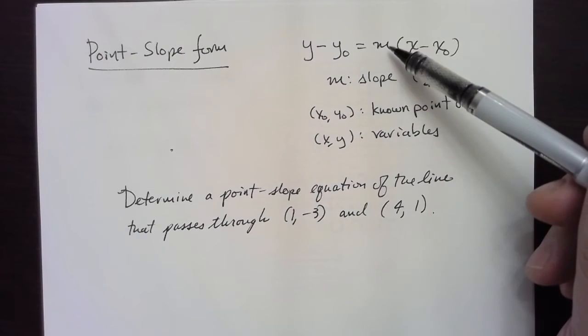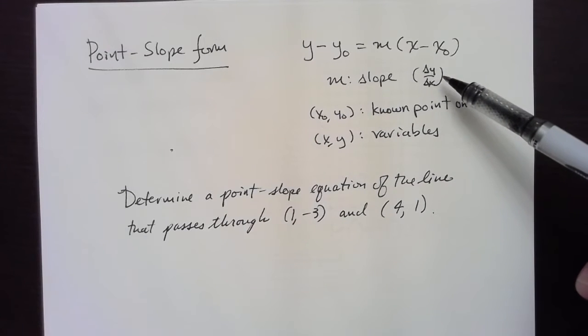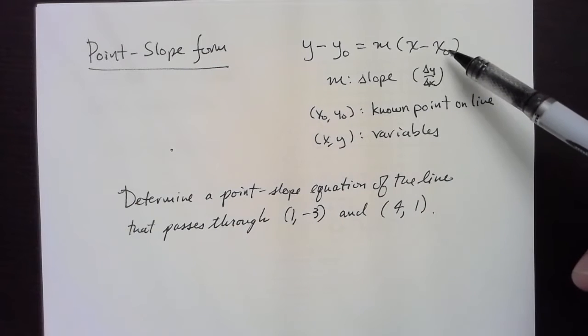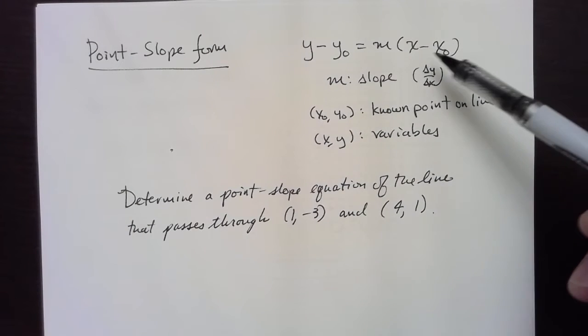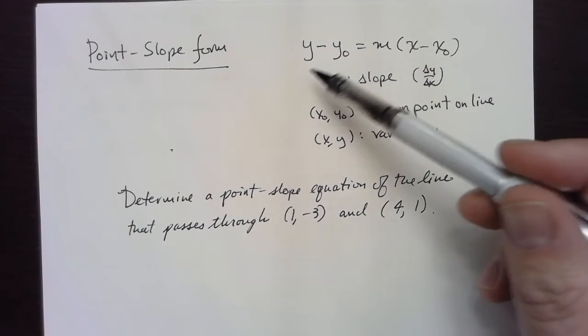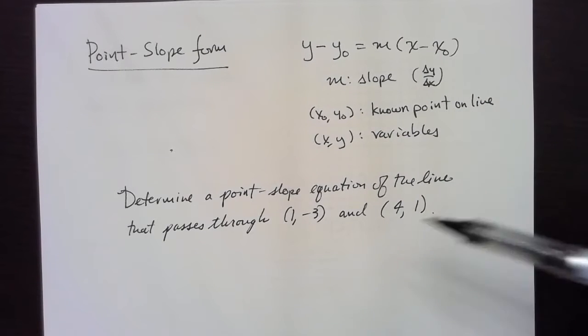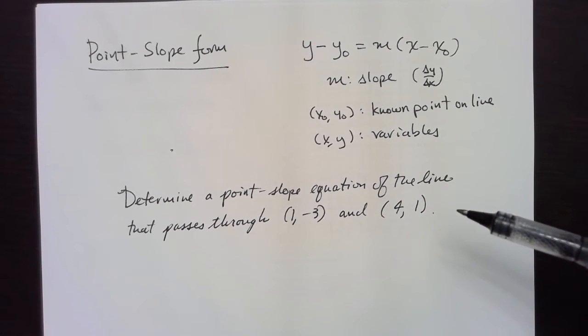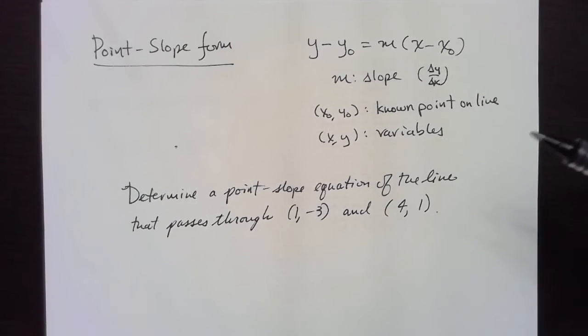M is always going to be the slope, which is change in y over change in x. x0, y0 are going to be the coordinates of some point you know to be on the line. And x and y are going to remain as variables in the equation. Let's do an example so you can see what sort of problems you might see involving this.